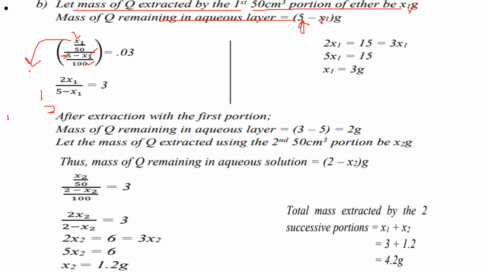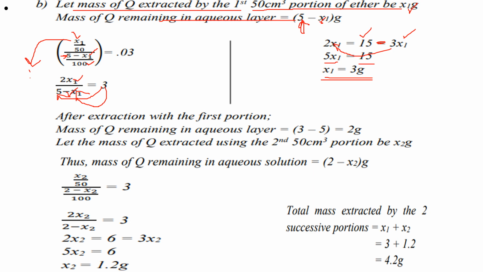So let's proceed. Let me first clean up this sheet. When you do that math, you'll find that you remain with 2x1 divided by 5 minus x1. Now if you cross multiply, this 3 will multiply this 5, and then you get 15. And this 3 will also multiply x1, then you get minus, this is minus, not an equal sign, minus 3x1. Now if you take this one to this side, you end up with 5x1 equal to 15. And if you divide through by 5, your x1 is going to be equal to 3 grams.